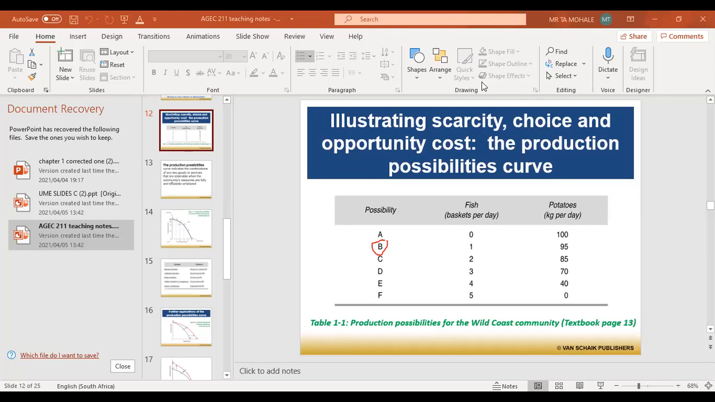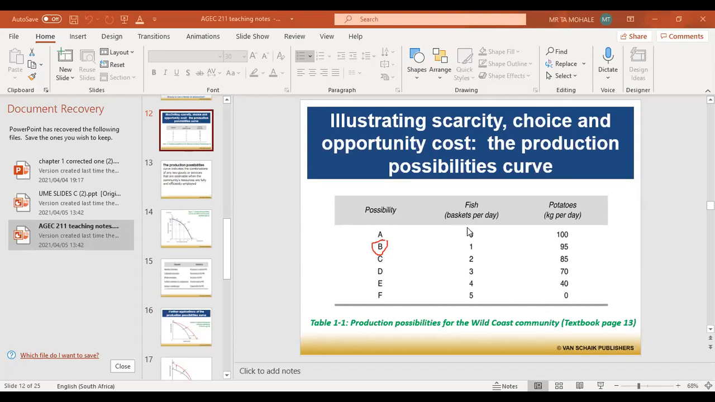Busi, you don't have to write combination B is 4, 5. You explain the opportunity cost of combination B is 4 baskets of fish per day and 5 kgs of potato per day. If you write 4, 5, you'll get it wrong. Does everyone understand? I hope you all understood.